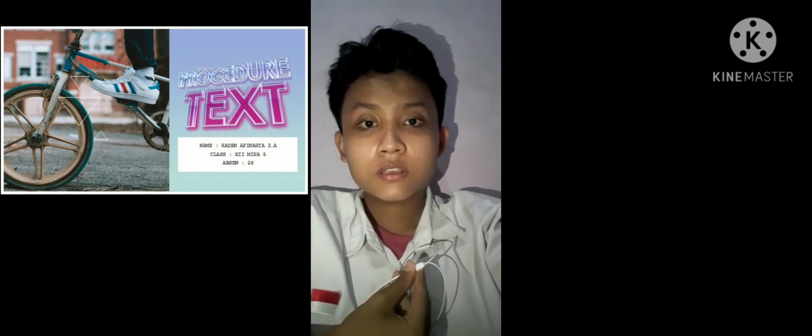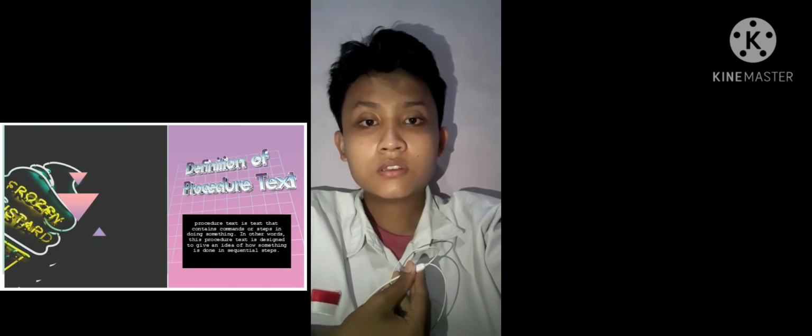I will present here about procedure text. The first is the definition of procedure text. Procedure text is the text that contains steps in doing something. In other words, this procedure text is designed to give an idea of how something is done in sequential steps.